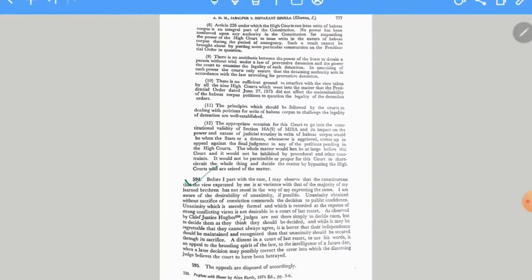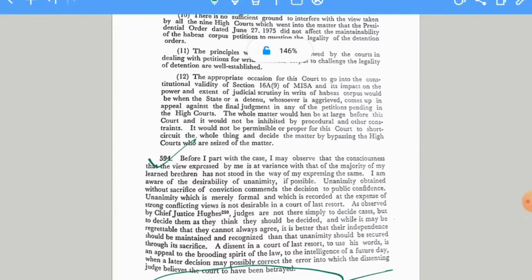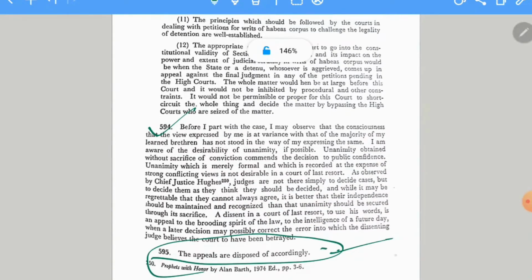This judgment starts from page number 521 and ends at page number 777, so it is more than 150 pages. At the end of the judgment, you will find what kind of judgment was made. Here the appeals are disposed of accordingly. This is how the judgment was finally held and what kind of remedy was given. At the bottom you can find the remedies given to the parties.